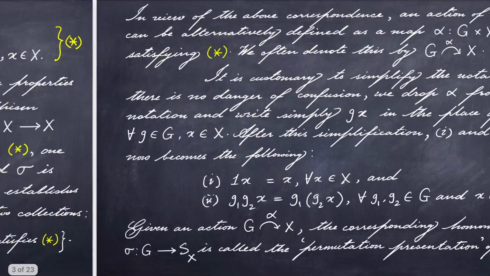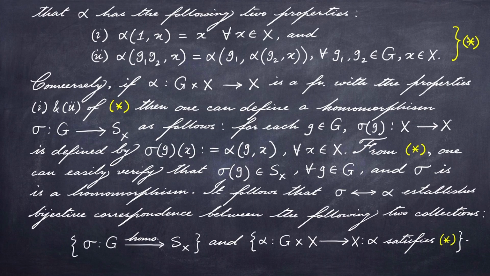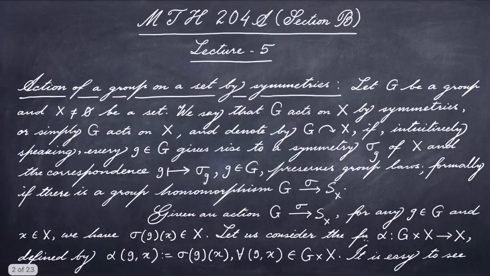So let me repeat. Though we started the definition of the action of a group using a homomorphism from G to Sx, later on we observed that that's exactly the same as saying having a map from G cross X to X with these two properties. So in view of this equivalence, we can alternatively define an action to be a map from G cross X to X satisfying these two properties. In fact, in most of the standard textbooks, the action is defined by this, and later on you will see that there are certain advantages in defining actions as a map like this, compared to defining it by the homomorphism.